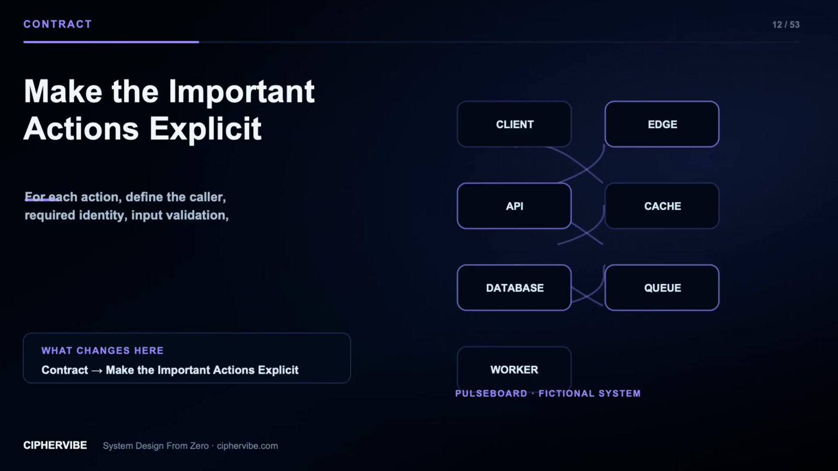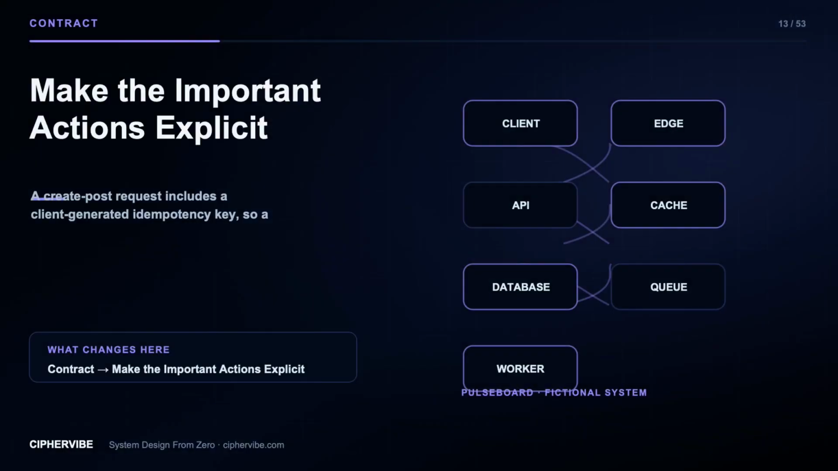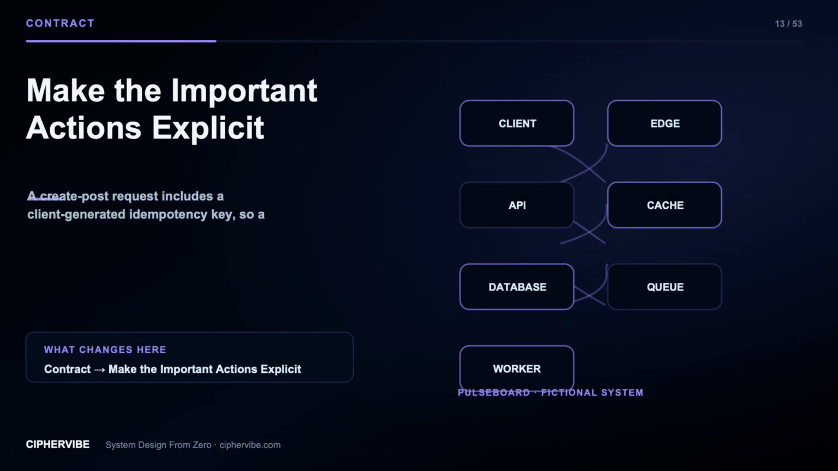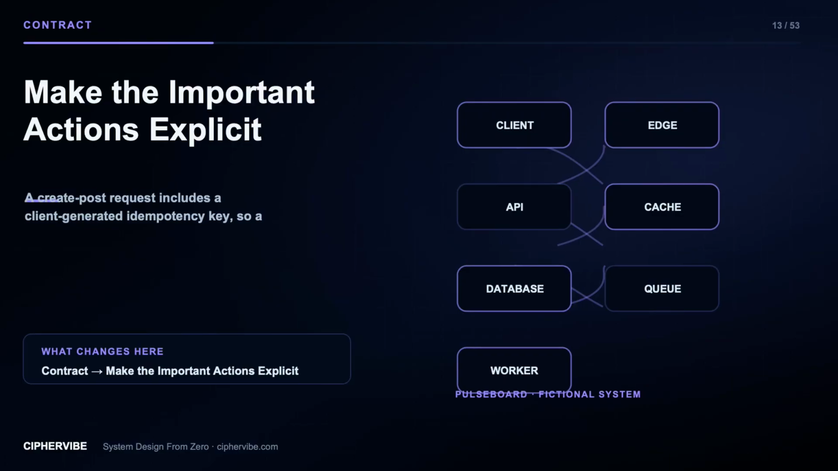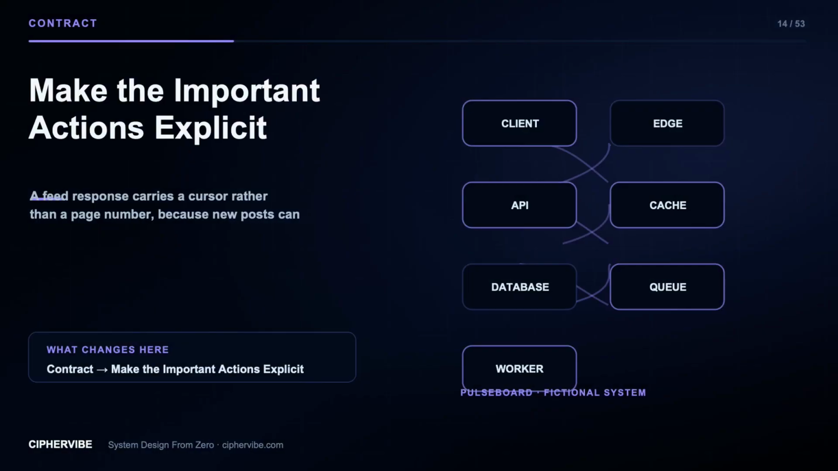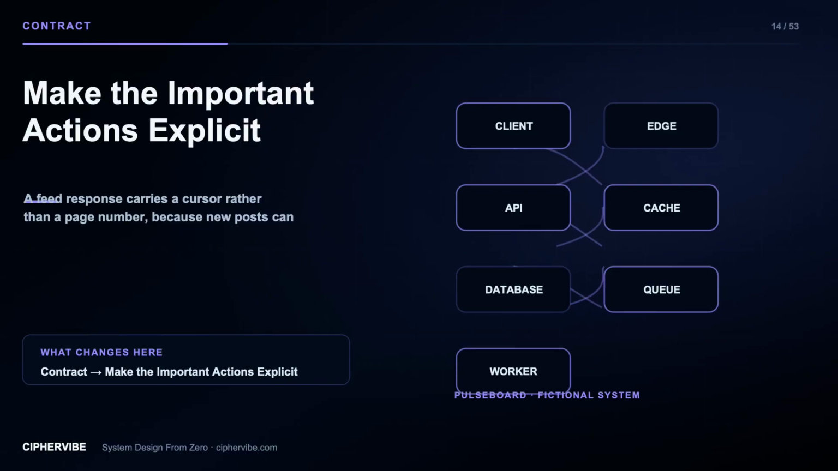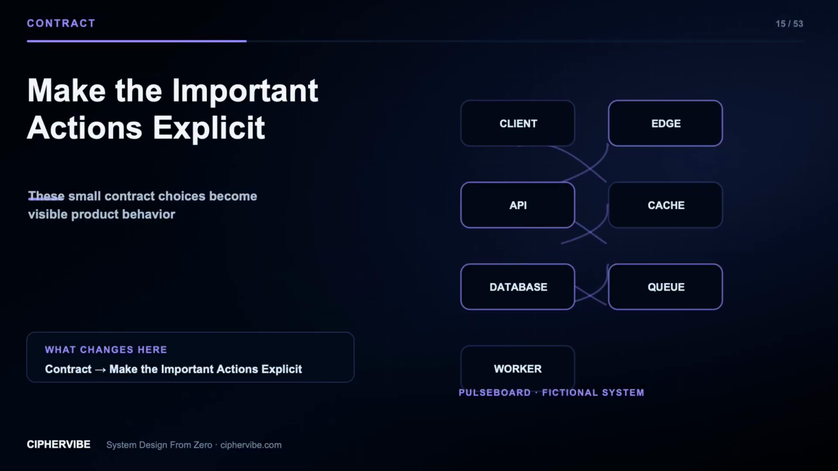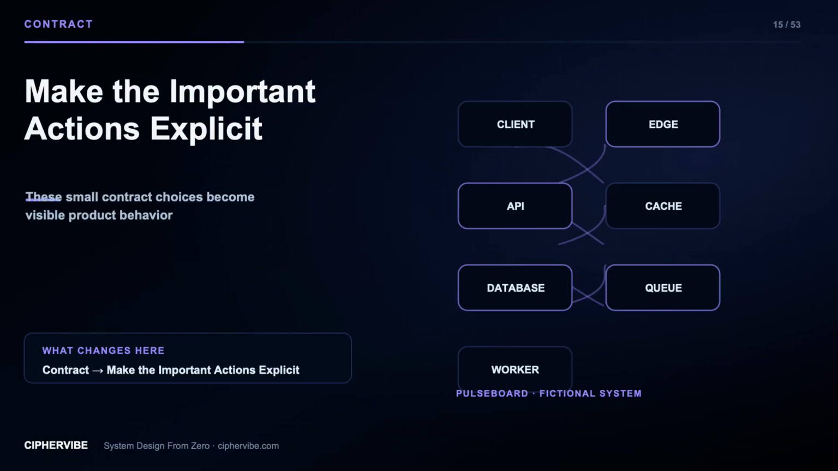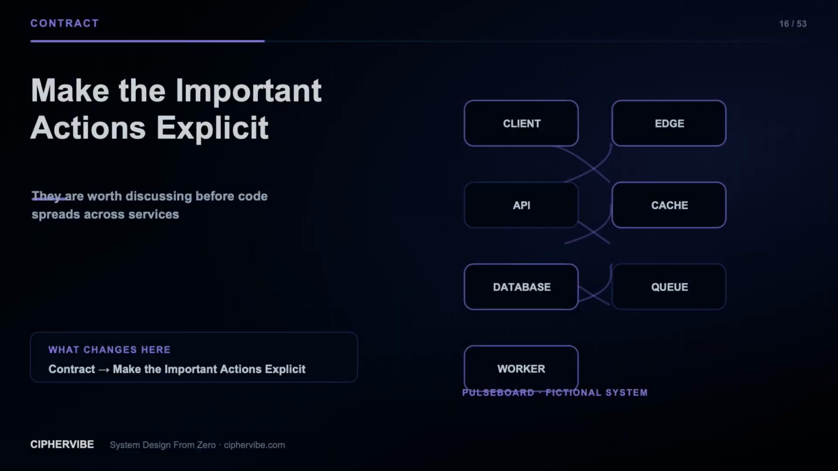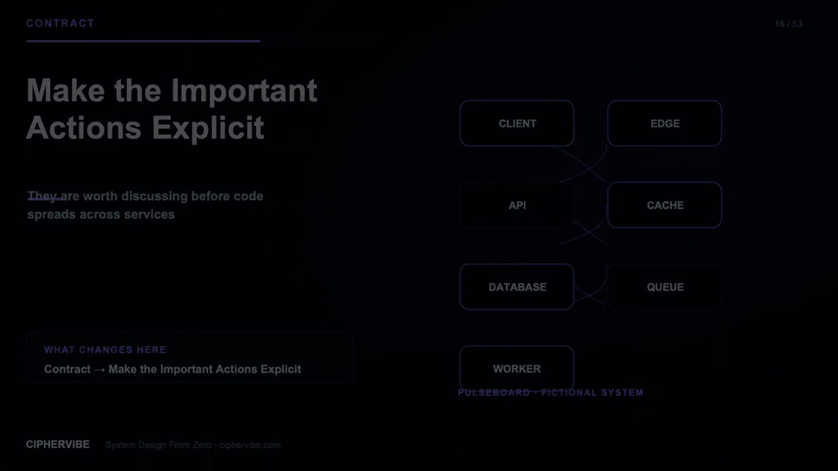A create post request includes a client-generated idempotency key, so a network retry does not create duplicates. A feed response carries a cursor rather than a page number because new posts can arrive while a person is reading. These small contract choices become visible product behavior. They are worth discussing before code spreads across services.